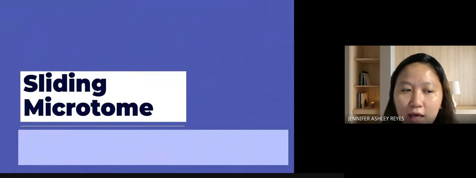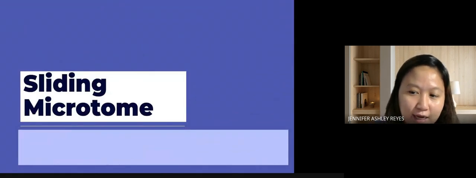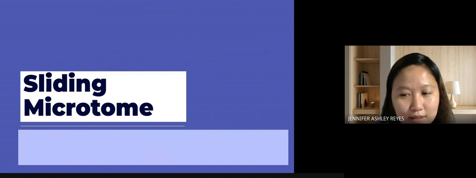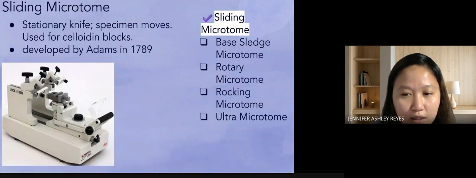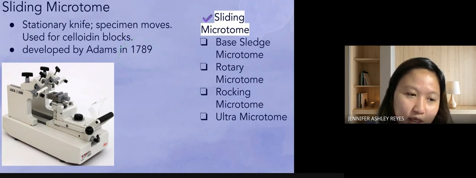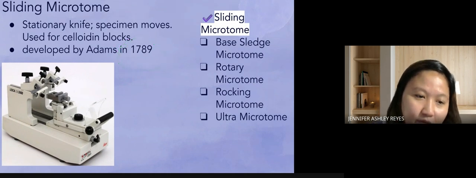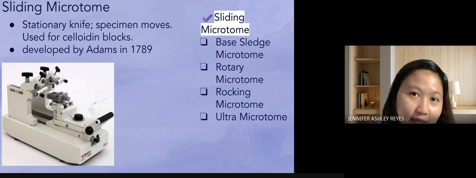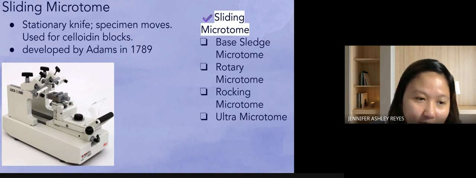Okay, sliding microtome. It's a classic microtome as well, just like the rocking microtome. This was invented earlier than the rocking microtome, in 1789 by Adams. Stationary knife, the specimen moves. Kanina, dun sa base sledge, the specimen is stationary and the knife is the one moving.